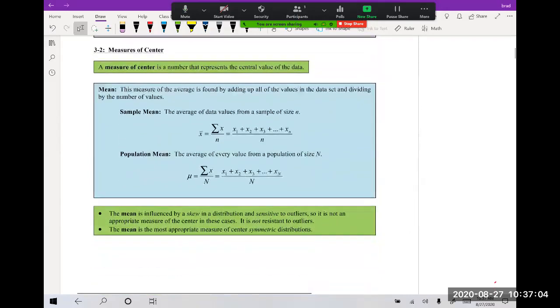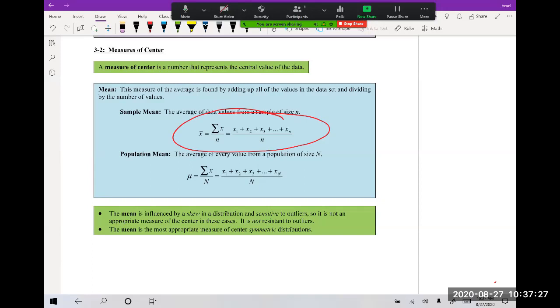So measure of center. A measure of center is a number that represents the central value of the data. For us, one of the most important ones and one of the most common ones that we use that makes a lot of sense to us is the mean. This measure of average is found by adding up all the values in the data set and dividing by the number of values. So this is just like a really fancy formula that you see here.